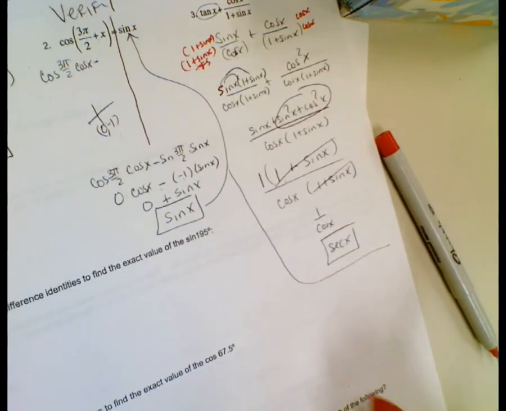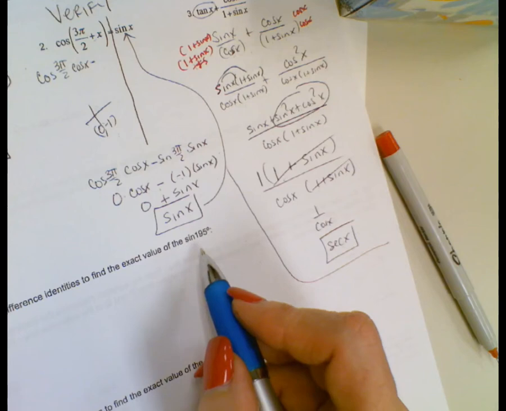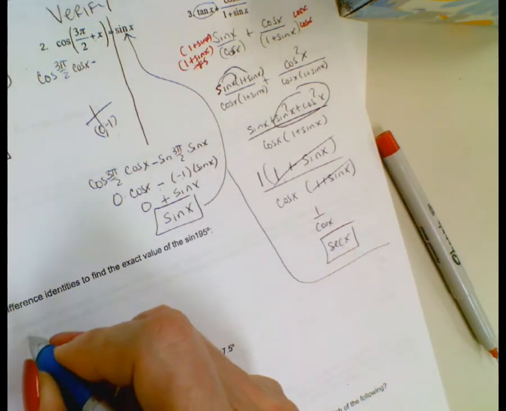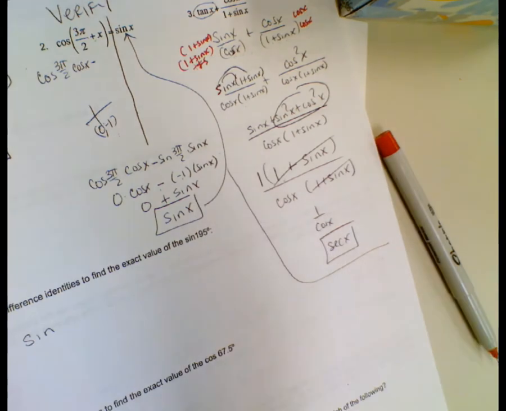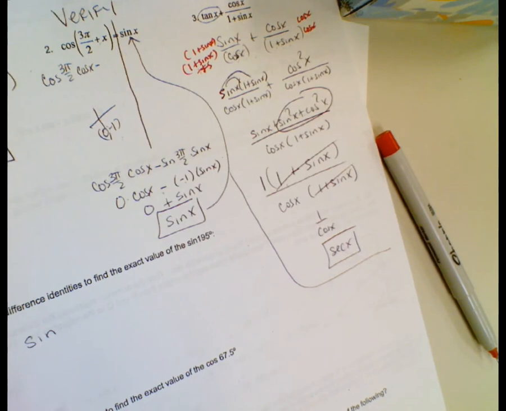Okay, four: use sum or difference identities to find the exact value of sine of 195. Which ones do I want to use? 240 minus 45? Gosh, there's got to be a better one than that.